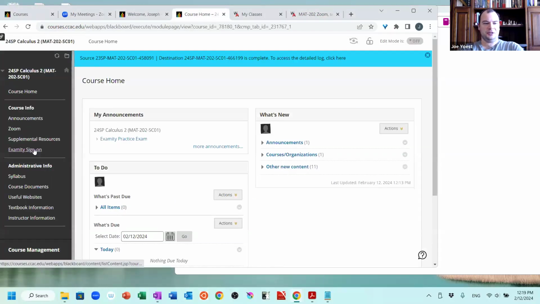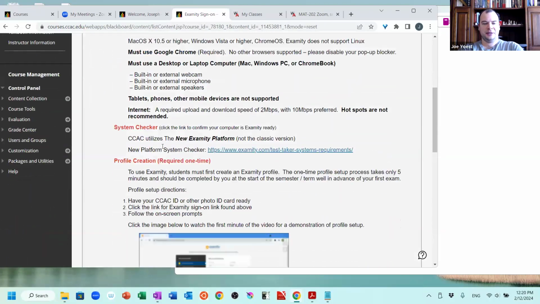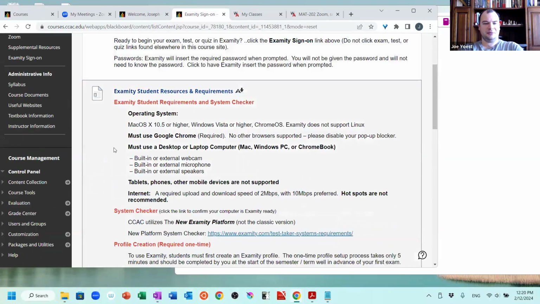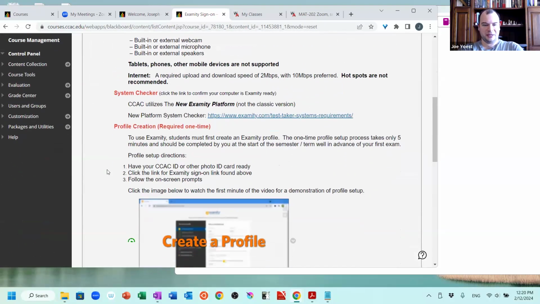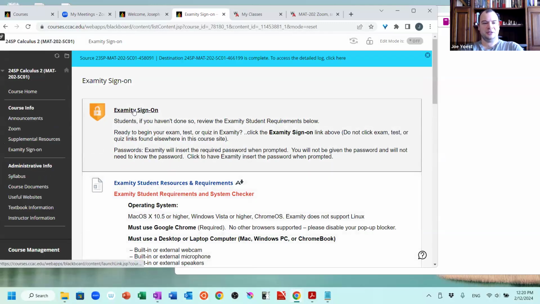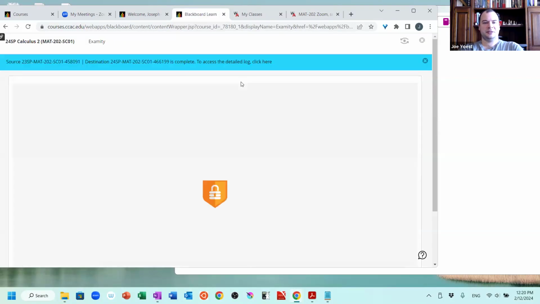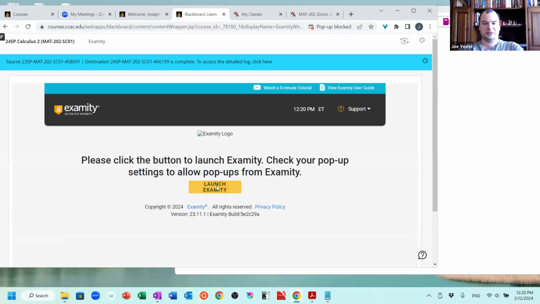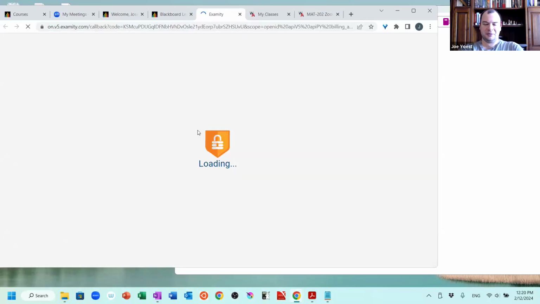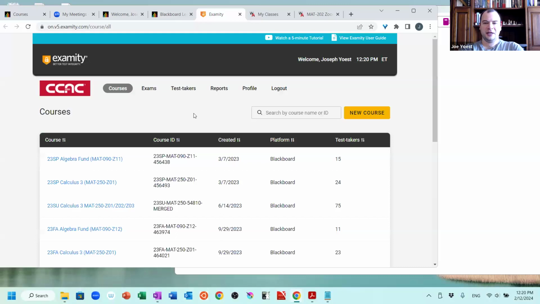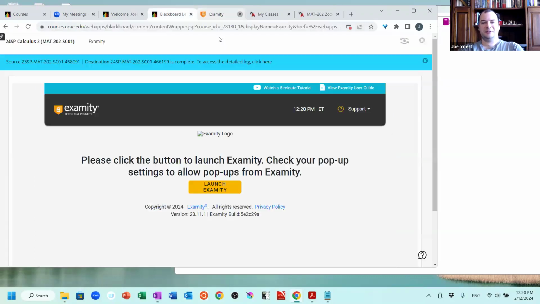To get to Examity, you just go to the Blackboard site and click the Examity sign on. Below that is some general information about Examity, but this sign on link takes you to where you can launch Examity and get into the Examity system. From here, you can do whatever you need to do to open up the session.